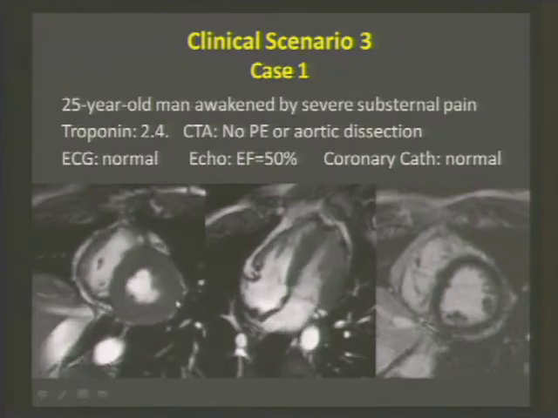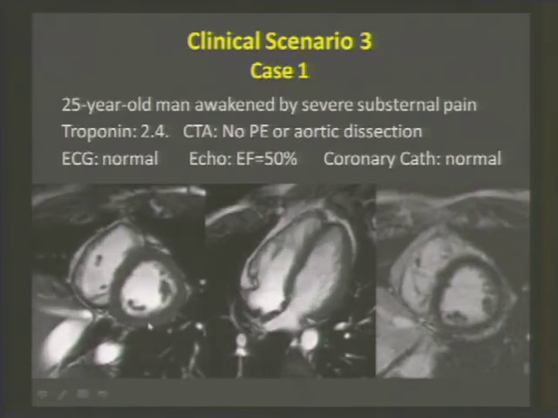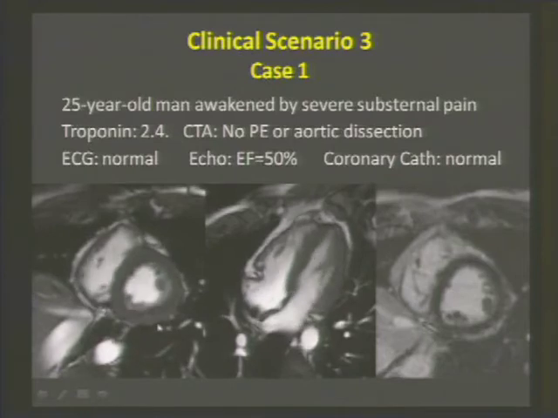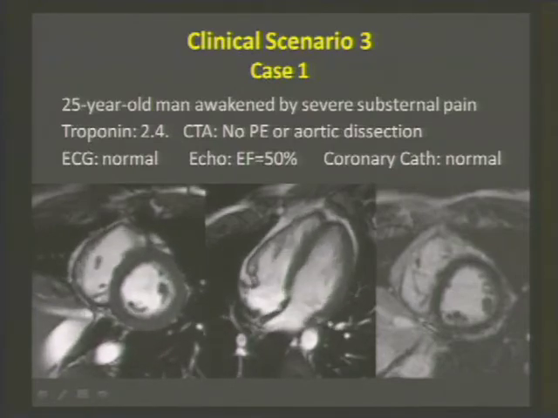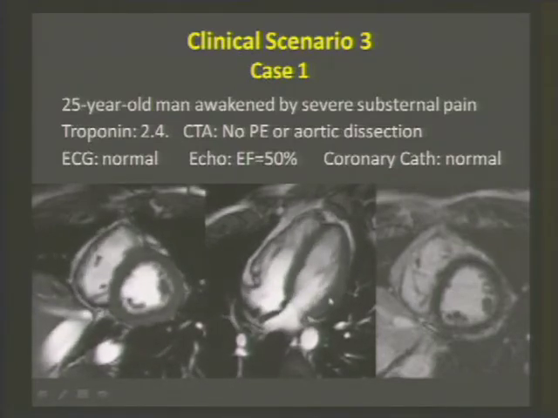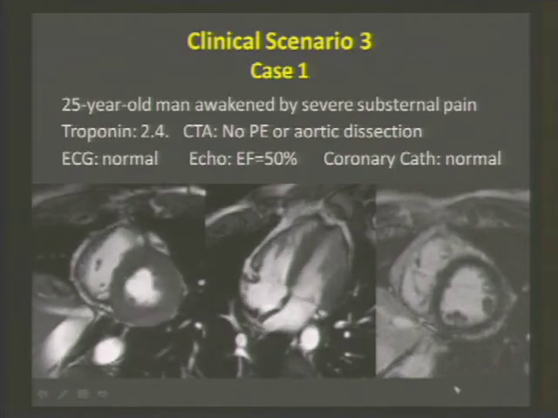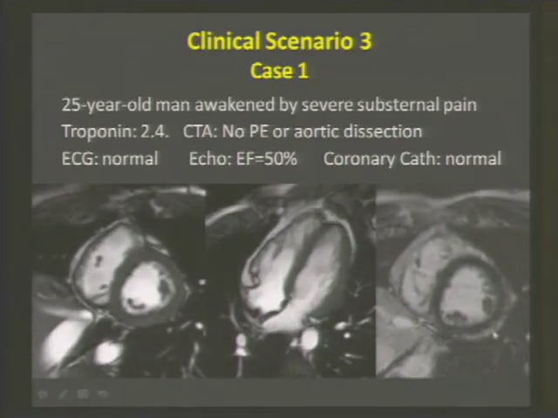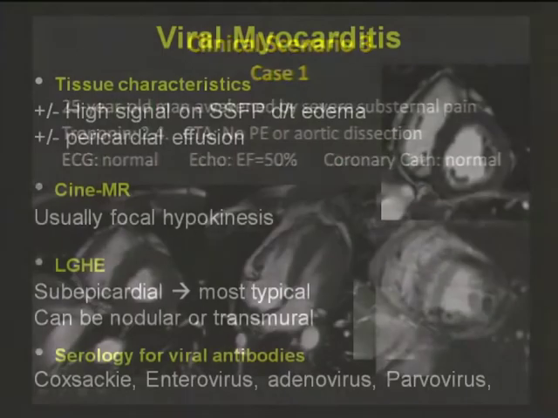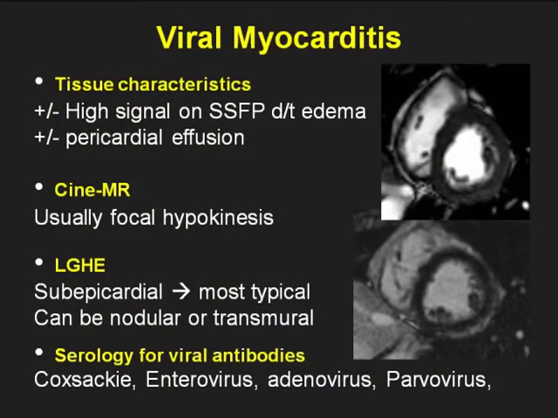So if I have high signal on the SSFP images, that suggests that there's edema there. You can see that again here in the lateral basal wall, which looks a little thickened. And on the delayed contrast enhanced images, you can see there's subepicardial delayed enhancement. This is viral myocarditis. The tissue characteristics could be very helpful in the acute phase if edema is seen.